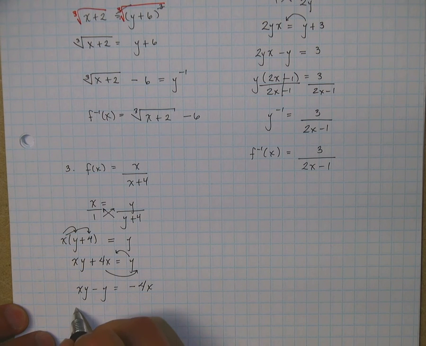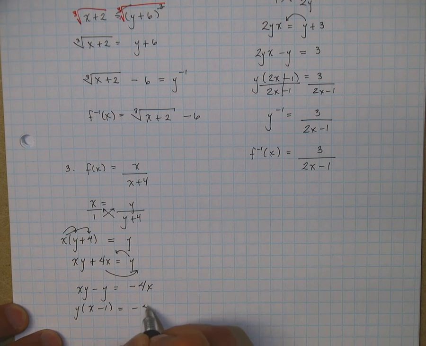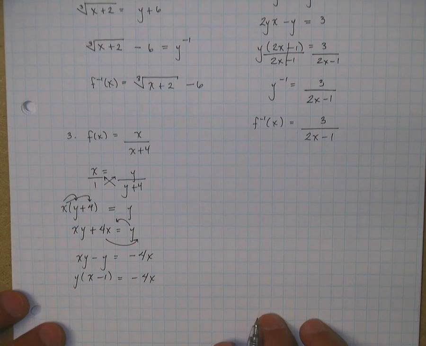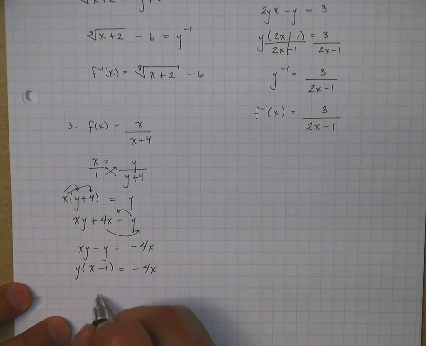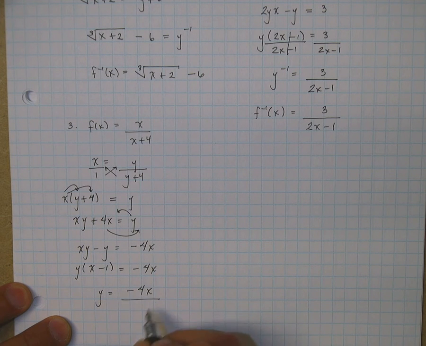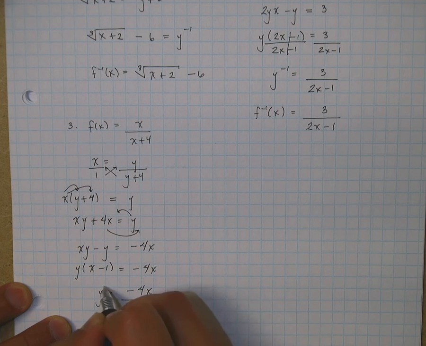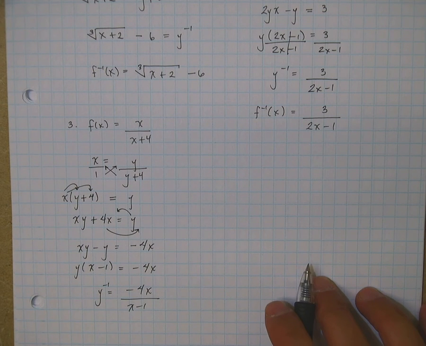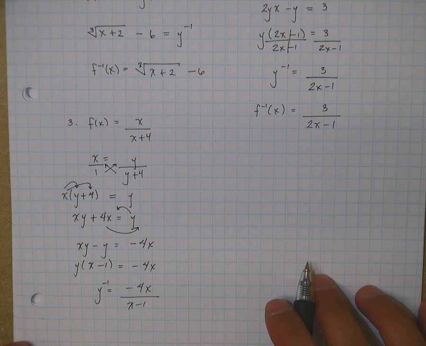Now I do much the same thing. I factor out a y. You have x minus 1 equals negative 4x. I keep it up. Divide both sides by x minus 1. So your inverse becomes negative 4x divided by x minus 1.